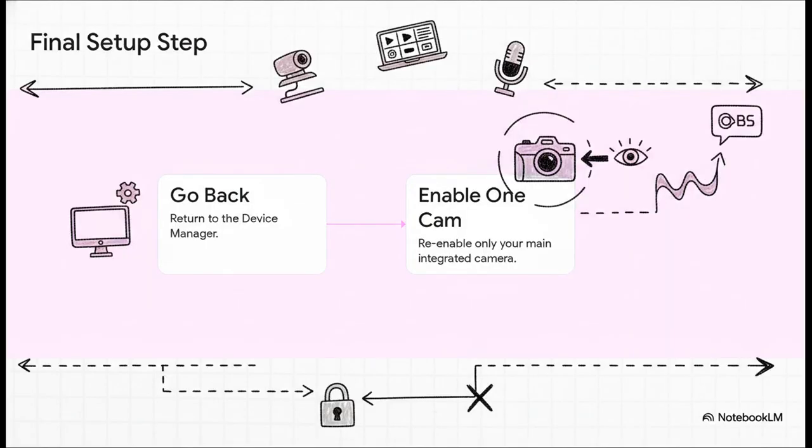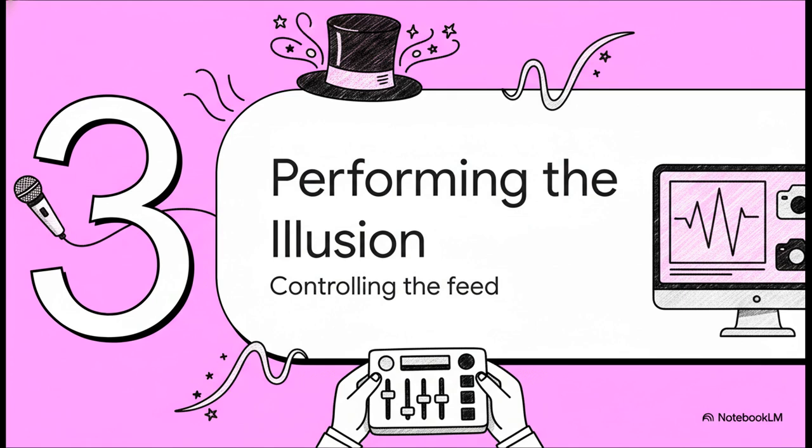Now, for the final and most important step in this setup, go back to your device manager one more time. Now, you're going to re-enable just one camera, your main one. This gives OBS access to your real camera feed, but it keeps the chat app completely locked on to that virtual feed from OBS. You've basically just intercepted the signal. All right, the stage is set. The audience, in this case, the chat app, is completely fooled and ready. So let's head over to OBS and see how this all comes together for the final performance.